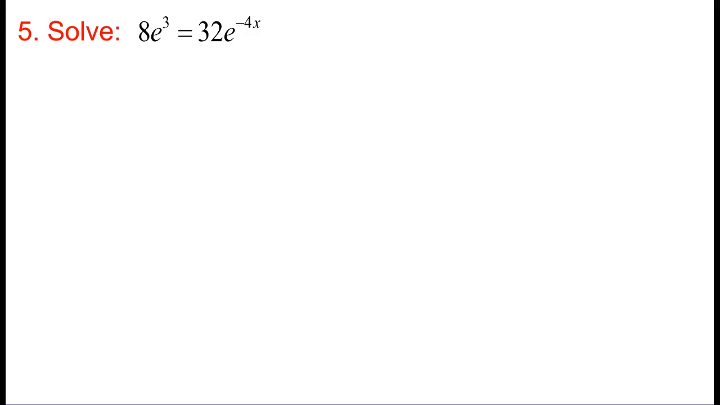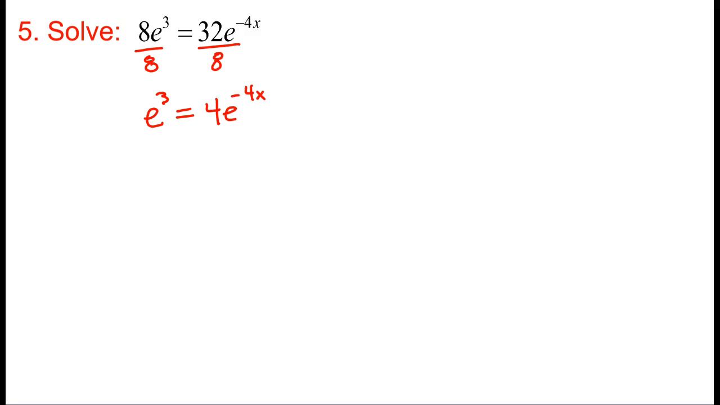First thing I want to do here is, well, I see an 8 on the left and a factor of, or a multiple of, 8 on the right. I'm going to divide both sides by 8 and see if that simplifies anything for me. Now that gives me e cubed equals 4e to the negative 4x.